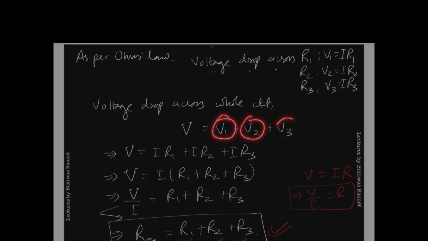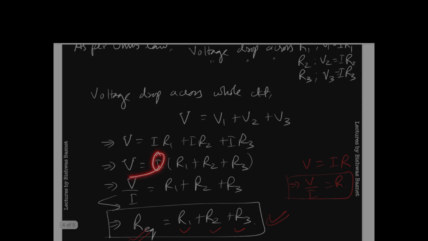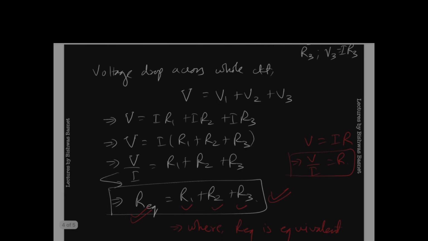Now we know V1, V2, V3. We just calculated that. We can actually substitute that. So this line is actually pretty clear. I can take I common. Pretty interesting, yeah? Okay. Now I can take this on the other side. So it would give me V divided by I. I will be left with the sum of R1, R2, and R3 on this side.